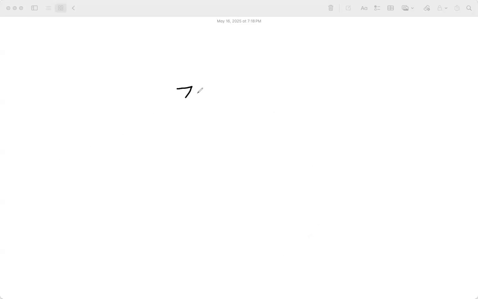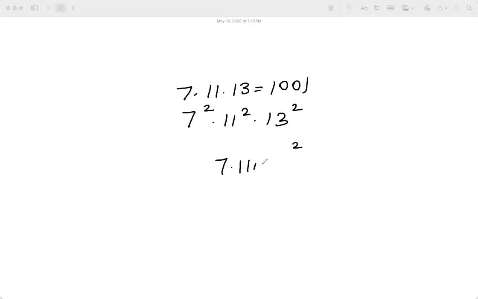How about this? 7 times 11 times 13 equals 1001. What is the product of 7 square, 11 square, 13 square? Is it just 1001 squared? Correct. So just take out the power, you write it like this. You call this 1001 square. Make sense? Okay, what power of 5? Can you simplify this one to powers of 5?